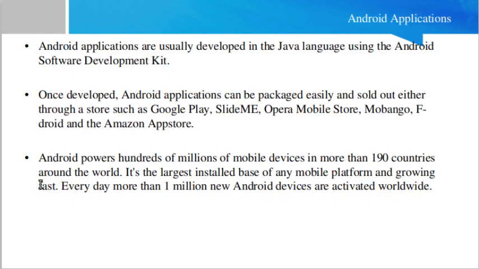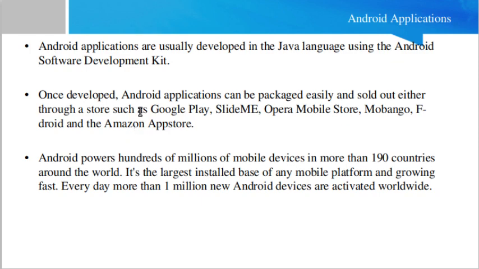Android applications are usually developed in the Java language using the Android Software Development Kit. Once developed, Android applications can be packaged easily and sold through a store such as Google Play Store, SlideMe, Opera Mobile Store, Mobango, F-Droid, and the Amazon App Store. So you just have to develop the application, and there are many stores nowadays, like Google Play Store and others, through which you can publish it.